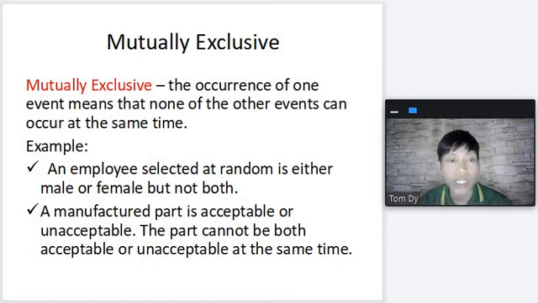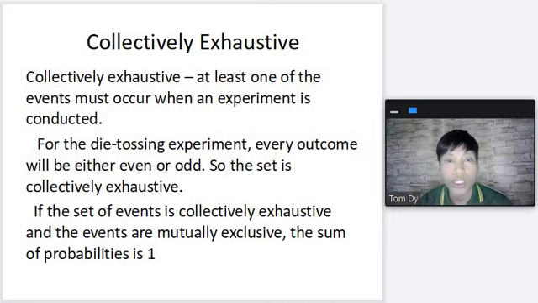Now we have another term for probability: collectively exhaustive. Collectively exhaustive means at least one of the events must occur when an experiment is conducted. So for the die tossing experiment, every outcome will be either even or odd, so the set is collectively exhaustive. If the set of events is collectively exhaustive and the events are mutually exclusive, then the sum of probability is 1.